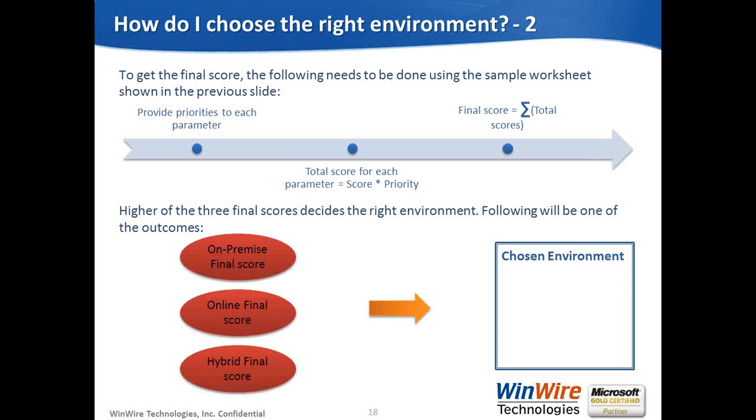Once you have looked at the scores, we've brought in a process, a sequence, wherein you would put in the priorities for each parameter, then get its total score for each parameter, and get the final score for each environment. The highest of the 3 final scores that you get helps you choose the right environment. So on-premise is one option when its score is high. If the score is high for online, you would see the online coming in. If it's hybrid, you will choose hybrid.